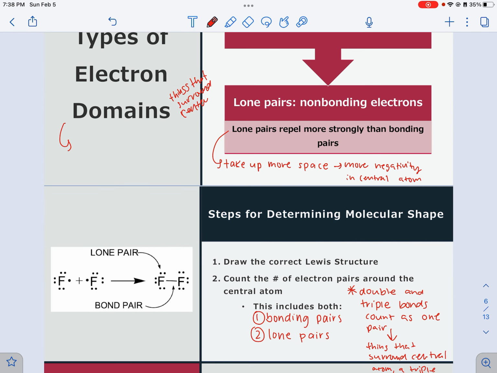I don't really think you need to know. Lone pairs are just non-bonding electrons because they're not bonding to anything, right? You're just alone. They can't bond with anyone because they're introverts, you know? Story of my life, just kidding. They take up more space because there's more negativity in the system. Anyways, I don't think you need to know that part.